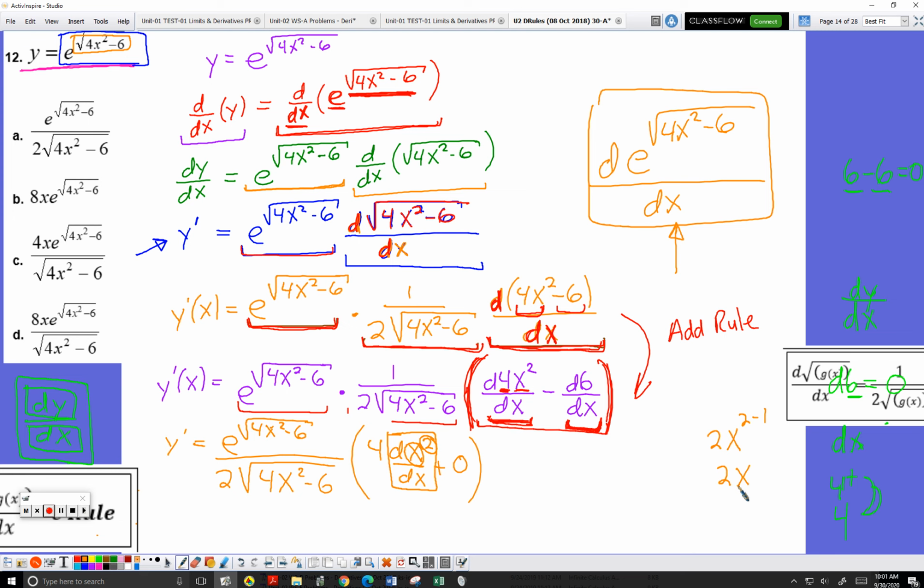So this becomes this. And I did rush through that a bit, I apologize. 4 times 2 is 8. You're going to end up with this all equaling 8 divided by 2 is 4. It's going to come out to be 4. There's an x. There's the e raised to the square root 4x squared minus 6, all divided by square root 4x squared minus 6. Okay, I kind of rushed at the end, but questions?